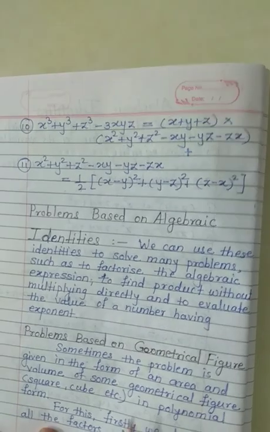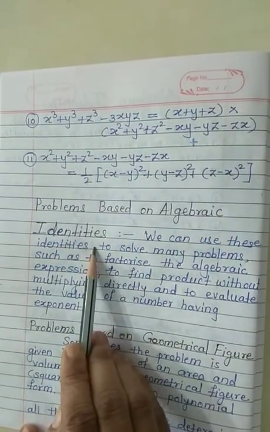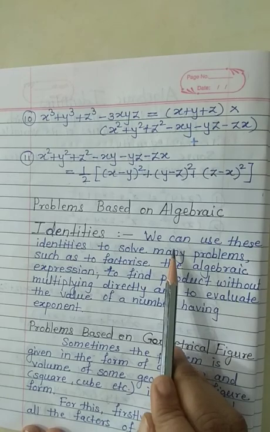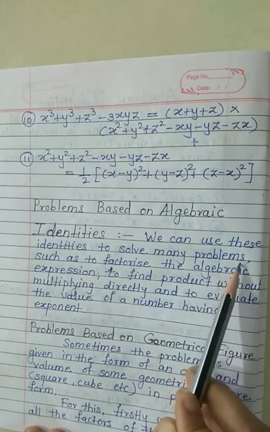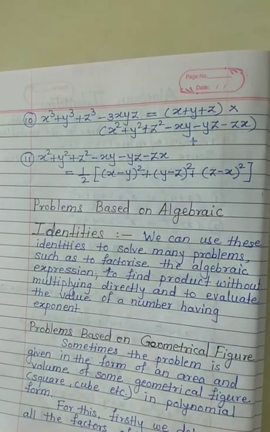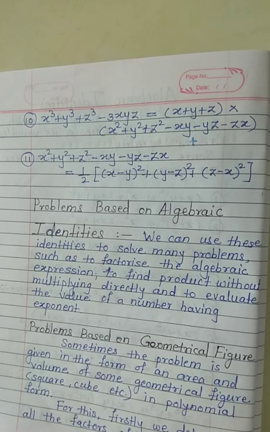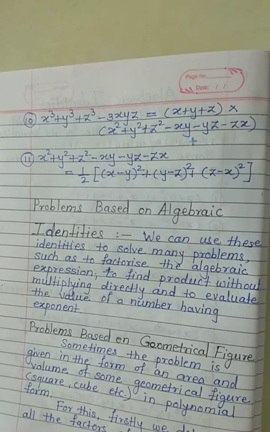Now the next topic, that is problems based on algebraic identities. These identities we can use to solve many problems, such as to factorize the given polynomials or algebraic expressions, to find the product without multiplying directly or without actual multiplication, and to evaluate the value of a number having an exponent. So for these different types of sums, we can use the algebraic identities to evaluate or to calculate.